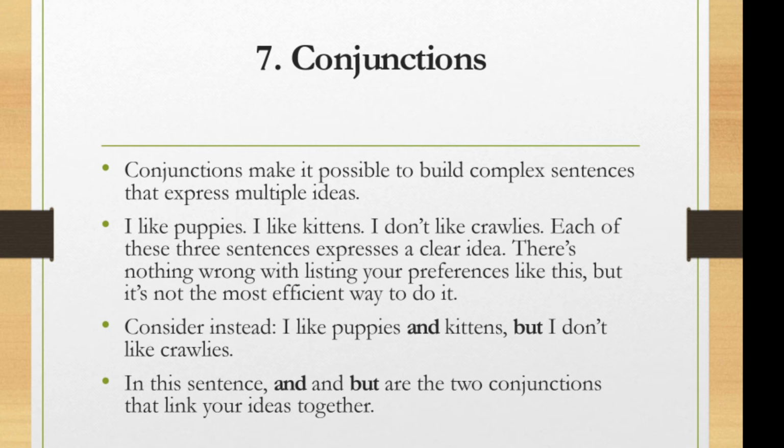Conjunctions. Conjunctions make it possible to build complex sentences that express multiple ideas. I like puppies. I like kittens. I don't like crawlies. Each of these 3 sentences express a clear idea. There's nothing wrong with listing your preferences like this, but it's not the most efficient way to do it. Consider instead, I like puppies and kittens, but I don't like crawlies. In this sentence, and, but are the two conjunctions that link your ideas together.